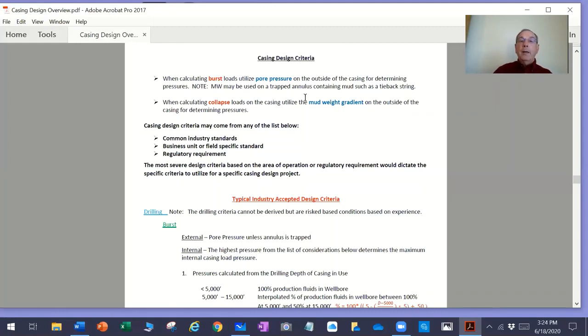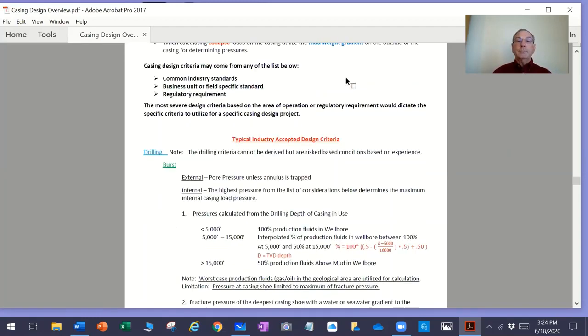Now, when calculating collapse loads on a casing, we're going to use mud weight gradient on the outside of the casing for determining pressure. So if you're calculating burst, you use pore pressure on the outside. If you're calculating collapse, we use mud weight. We want to calculate our load based on the worst conditions. So the worst conditions for burst is to use pore pressure on the outside. The worst conditions for collapse is to use the mud weight on the outside.